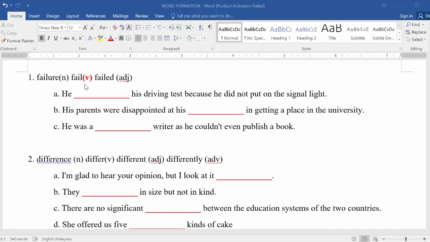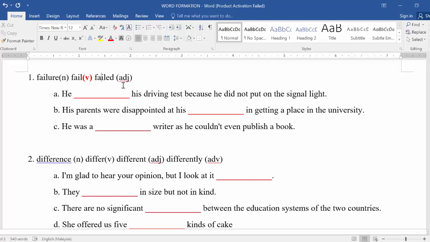Okay, next one, fail. In your book, fail is a noun, right? So fail is actually not a noun. Fail is actually a verb. So please change N to V in your book. Okay, fail is a verb. Fail means that you leave something undone. You didn't succeed to do something. Alright, so that is fail. You fail to do something.